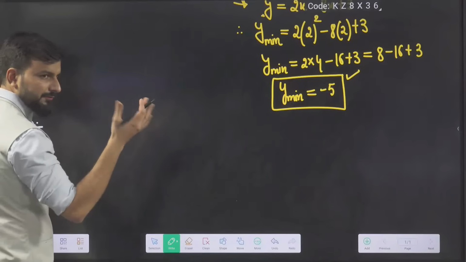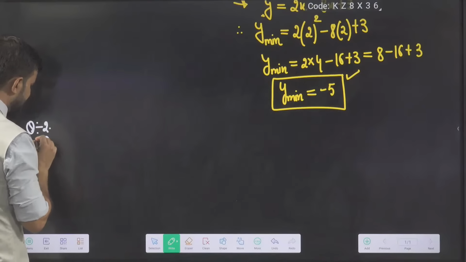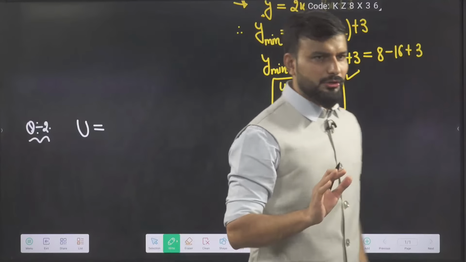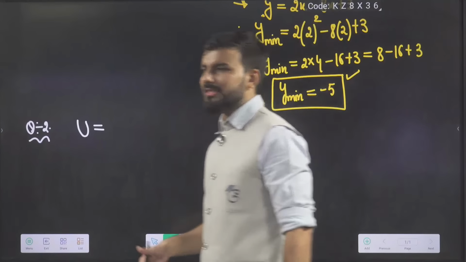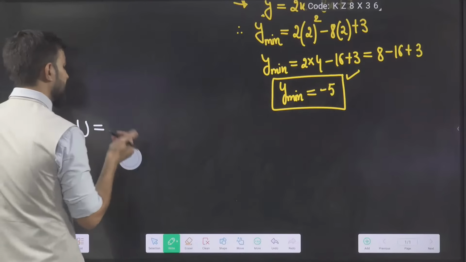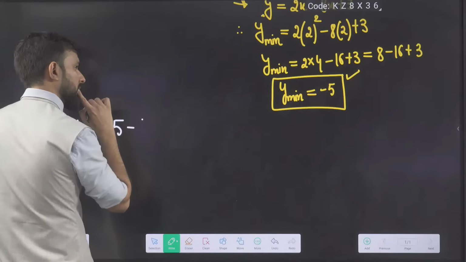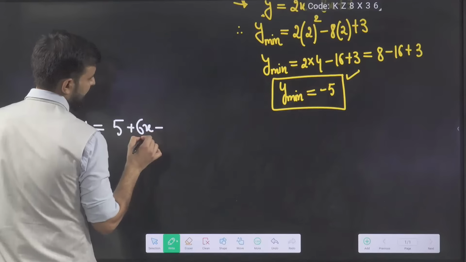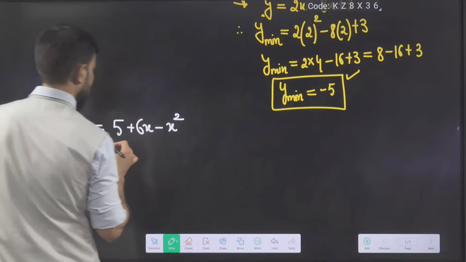There is a function in physics. You will learn it after some point of time. The function is something like this, U. There is a function U. What is its name? You will learn it later on when you study physics. I'm not telling right now. It's just like a y. So this function is something like this: 5 plus 6x minus x square.